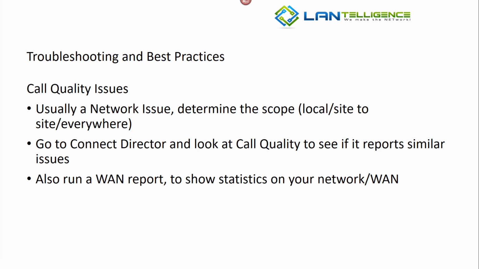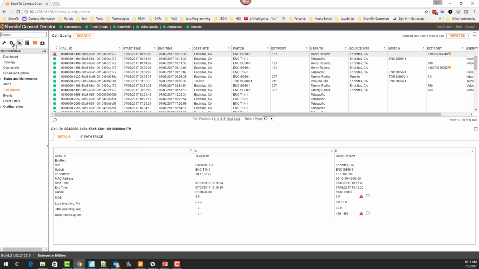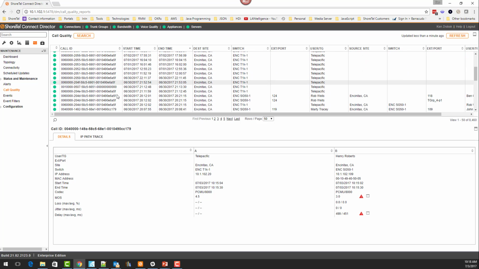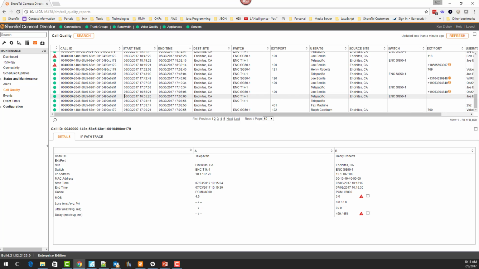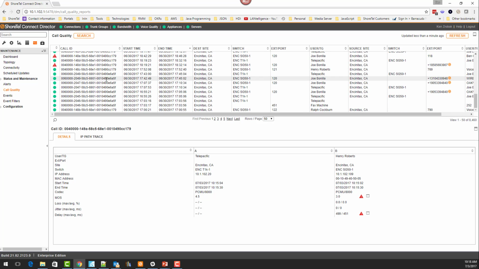All right, I'm going to pop over to our ShoreTel Connect, and I'll expand this. What I've done is I clicked under the first page, which is the maintenance page, and under call quality. And what you'll see here is all the call GUIDs, the unique identifiers for all the calls that have happened, at least for these 20 calls.